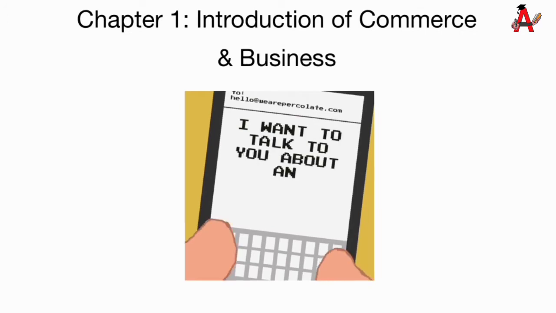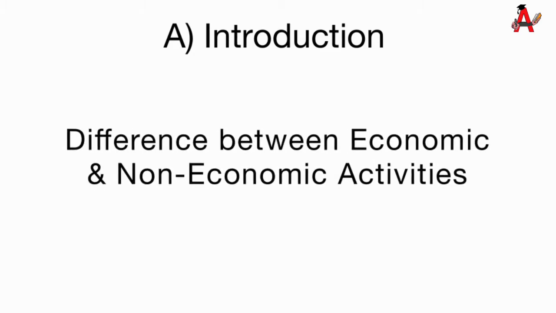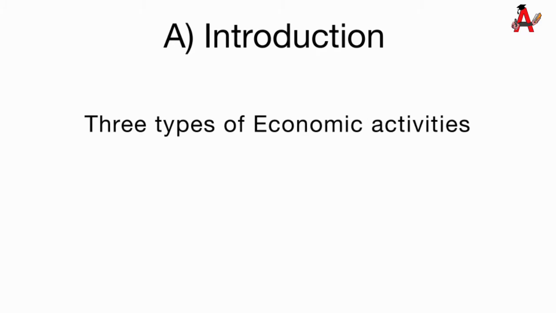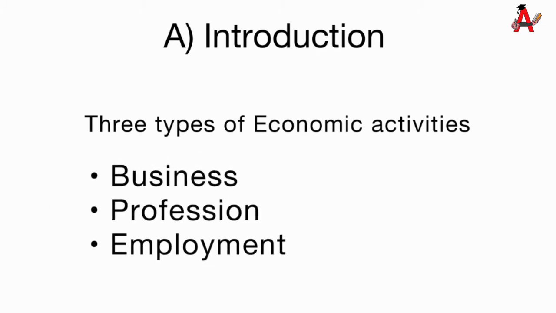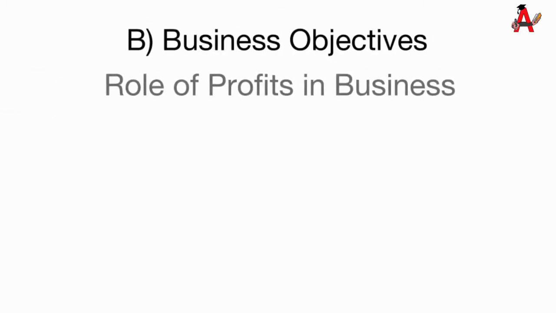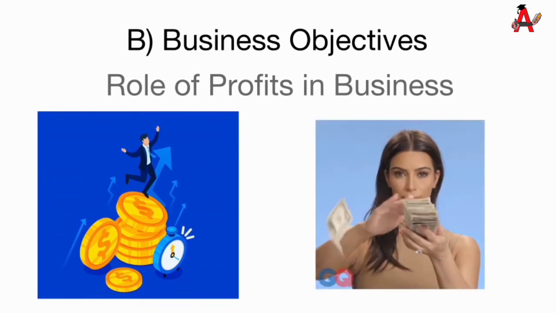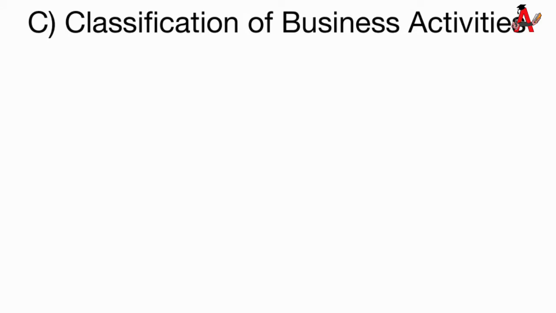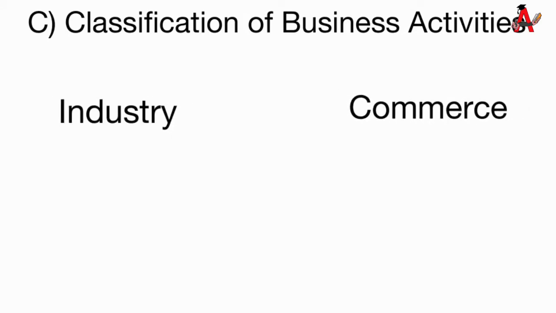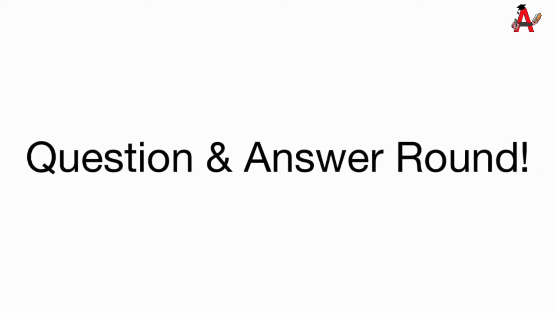The first section talks about the introduction, followed by the difference between economic and non-economic activities. The section also includes the three different types of economic activities, that is business, profession and employment. The second section talks about business objectives as well as the role of profit in business. The last section classifies the business activity into industry and commerce. The chapter ends with certain question and answer discussions.